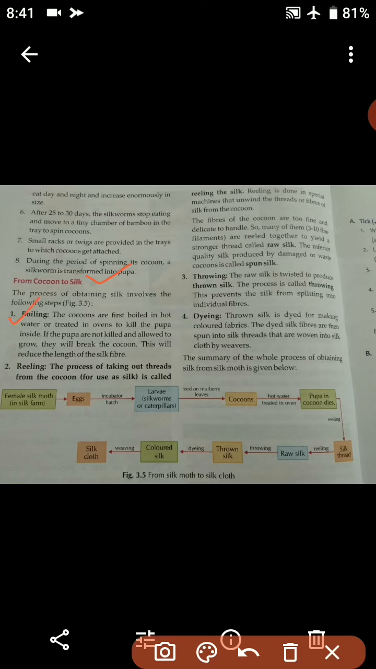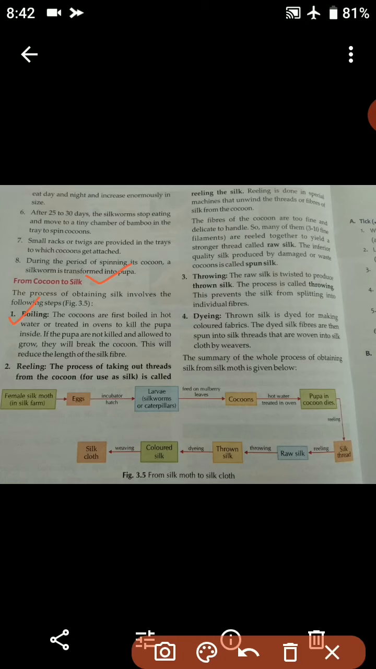The cocoons are first boiled in hot water or treated in an oven to kill the pupa inside. So students, why do we first boil the cocoons? We boil the cocoons in order to kill the pupa inside it. For killing the pupa, we need to first boil them in hot water, and then we can also treat them in an oven so that the pupa is killed inside the cocoon.